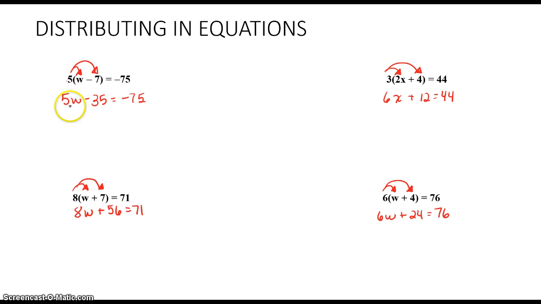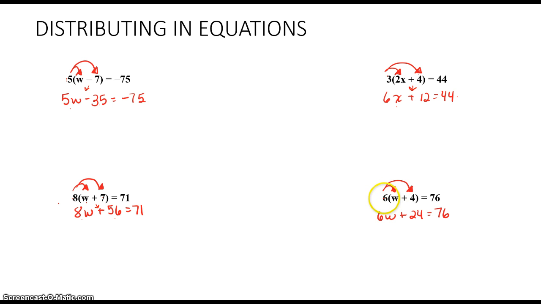5 times w, 5w, 5 times 7, 35, connected with the subtraction sign, and my negative 75 came straight down. Over here, 3 times 2x is 6x, 3 times 4 is 12. I connected it with my addition sign and brought down my 44. 8 times W is 8W. 8 times 7 is 56. I connected it with my addition sign and brought down my equals 71.